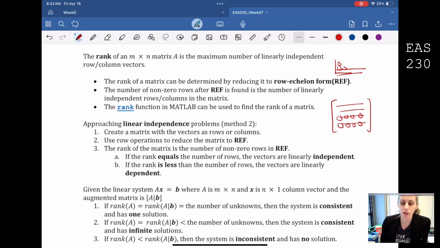So if we want to find the rank of a matrix, we go ahead, create a matrix with the vectors. They can be rows or columns, doesn't matter. It's the same answer either way. We reduce it to REF, and then figure out how many non-zero rows we have. So even if I have one number here that's not 0, it is not 0. And so the rank is equal to the number of non-zero rows. That's the number of linearly independent vectors. So if I don't have any 0 rows, then my vectors are all linearly independent. However, if I do have 0 rows that show up, my vectors are linearly dependent.